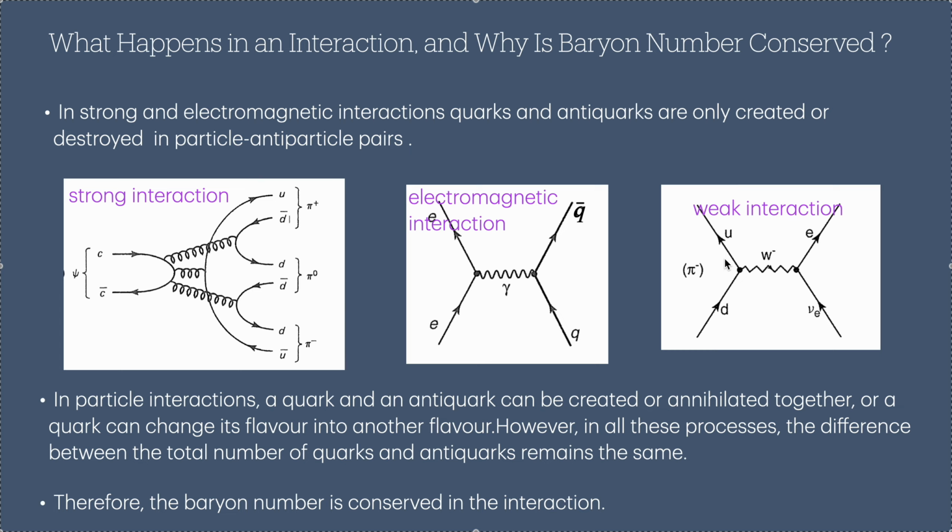So what are the possibilities? It is possible in an interaction that a particle and antiparticle are created. For example, here there is a particle-antiparticle creation, and here another particle-antiparticle creation. But there is no way that a single quark or a single antiquark is created from a vertex. Because of this, the net quark number minus net antiquark number will not change in an interaction. Because of this, the baryon number must be conserved in an interaction.